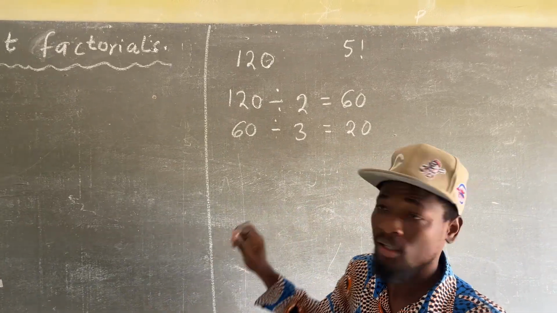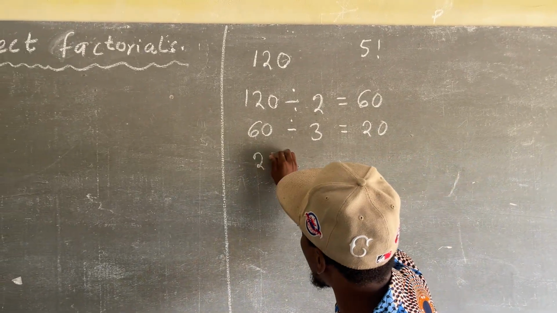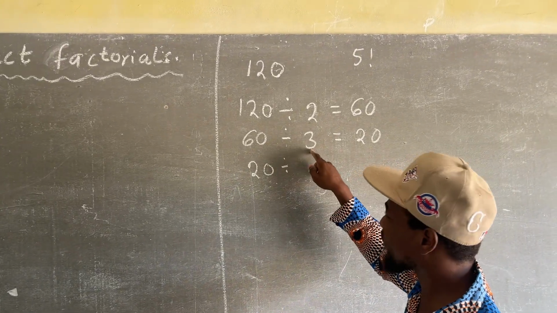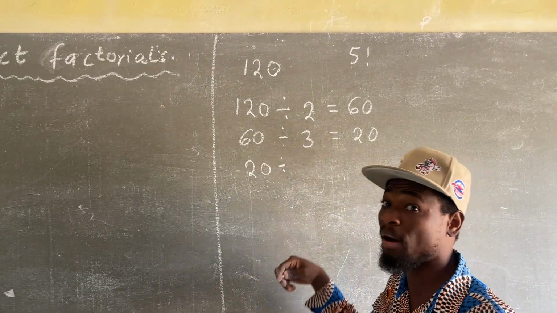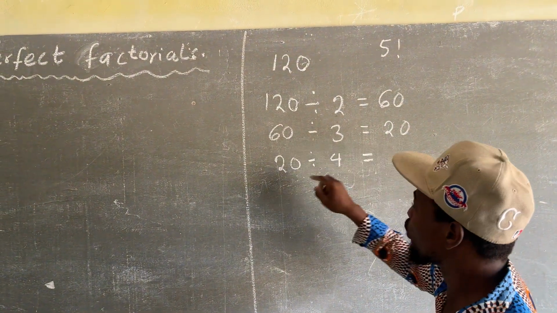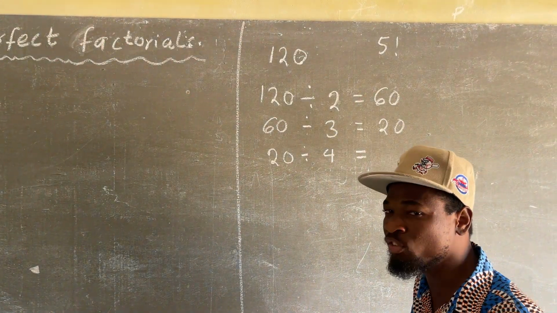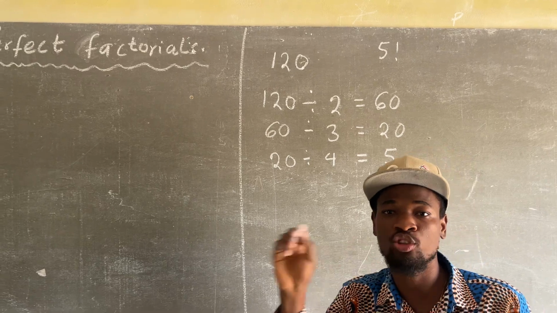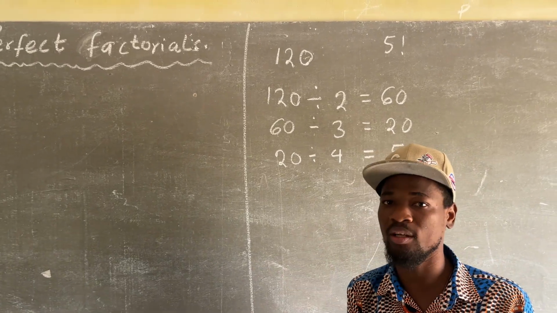Then you pick 20 and divide it by the next number after 3, which is 4. So 20 divided by 4 gives 5. Viewers, you do this until you get to the number 1, then you stop eventually.